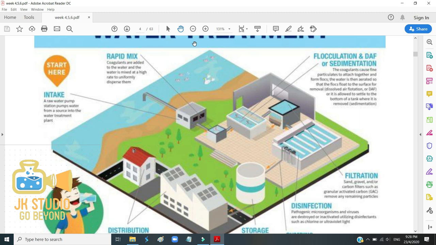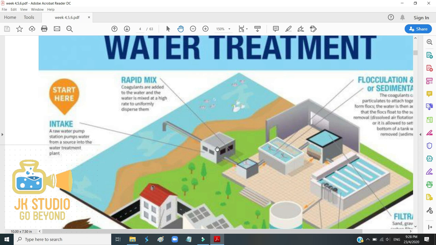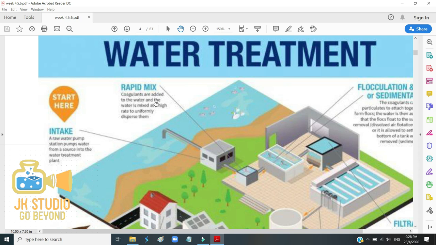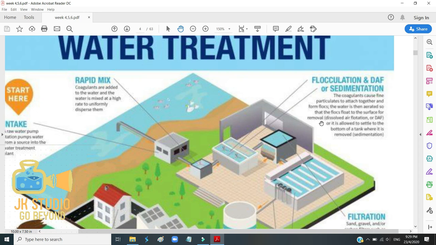Firstly, intake. A raw water pump station pumps water from a source into the water treatment plant. And then rapid mix. Coagulants are added to the water, and the water is mixed at a high rate to uniformly disperse them. And then flocculation or sedimentation. The coagulant will cause the fine particulates to attach together and form flocs. The water is then aerated so that the flocs float to the surface for removal, or is allowed to settle to the bottom, which is sedimentation.